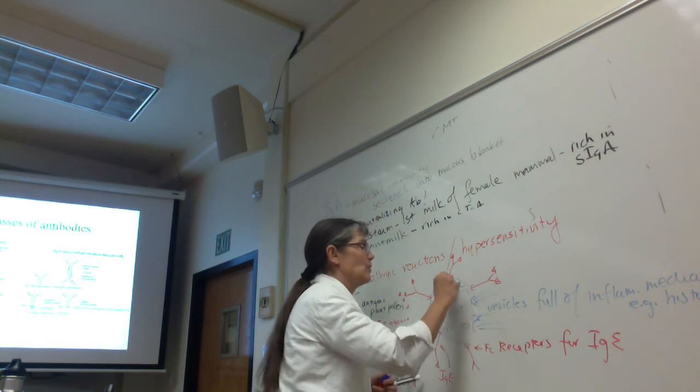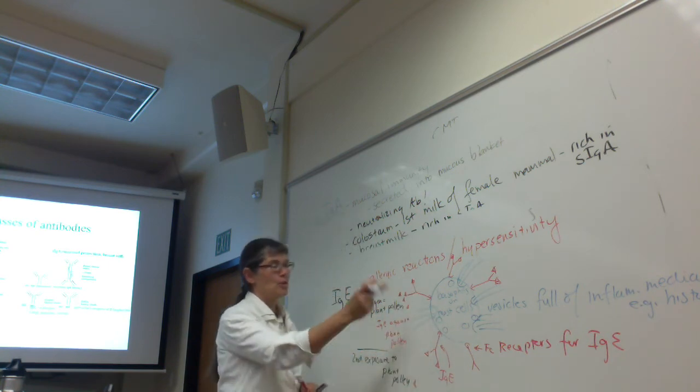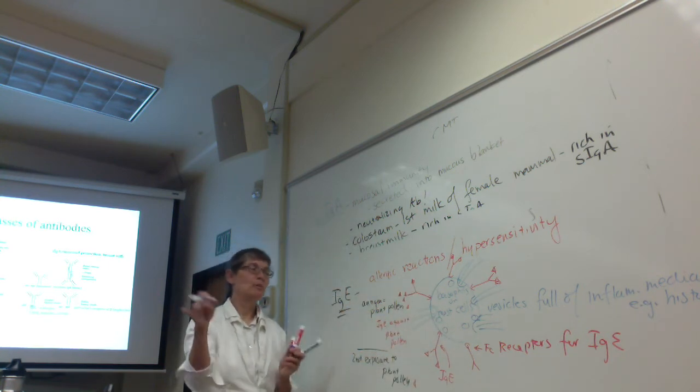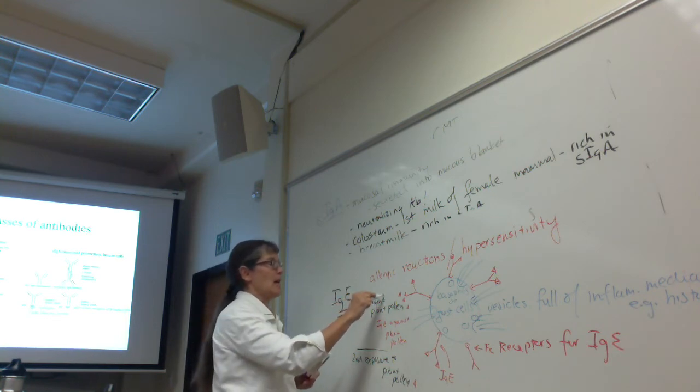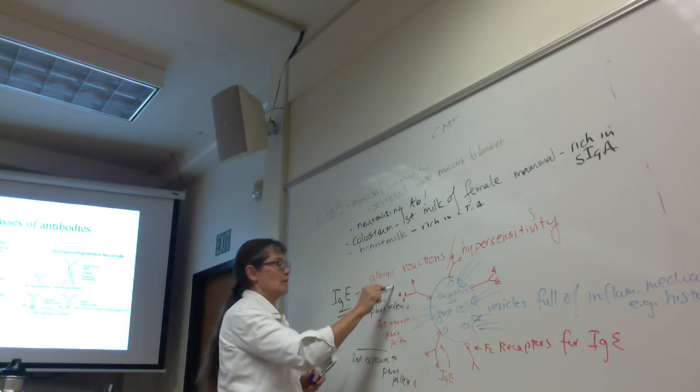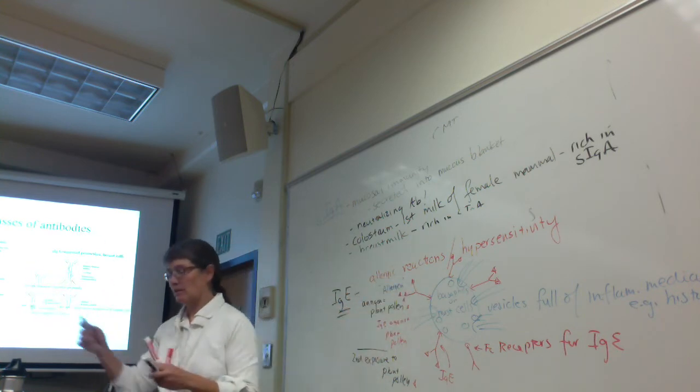So you guys, an antigen that binds the IgE and triggers release of these inflammatory mediators from basophils or mast cells, we have a fancy name for it. It's called an allergen, right? And it's triggering an allergic reaction, all these inflammatory mediators.